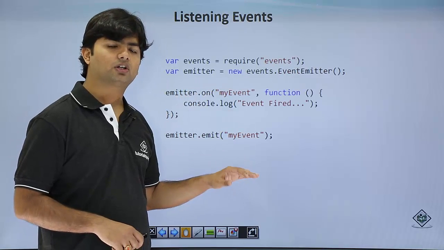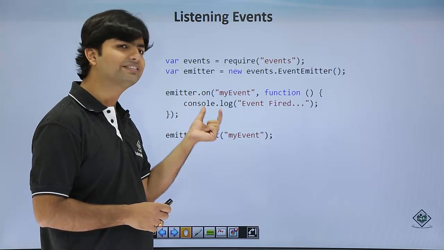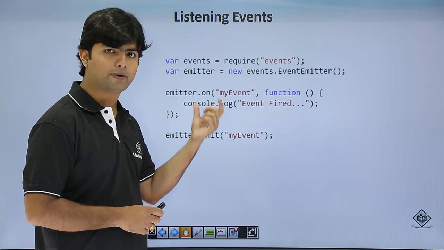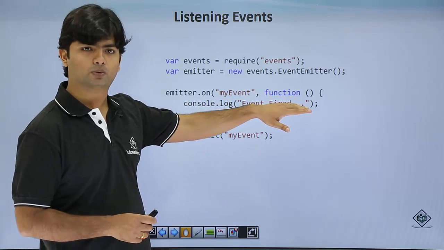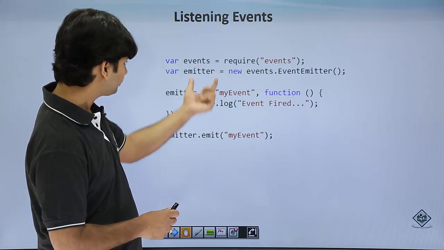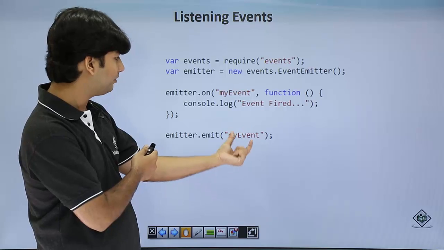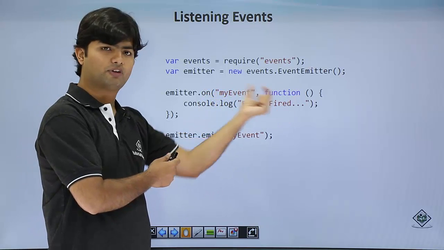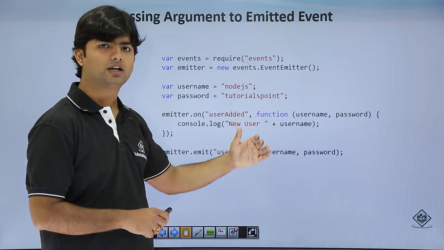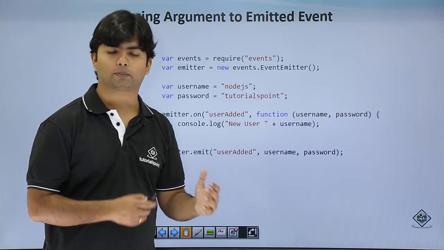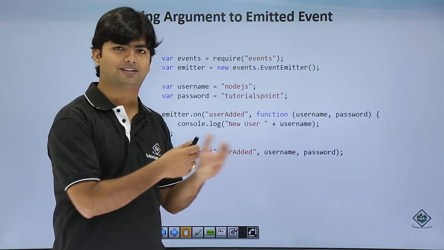When this event is raised, how will you perform the action? This will be done by a listener, which is used through the on method. So emitter.on this event, what needs to be done? The callback function will tell. If you do not emit this, nothing will be done. But as soon as you emit myEvent, this code will execute, and when this particular event is raised, this function will be fired. Similarly, if you want to pass parameters along with the raised event, you can do that as well. But rather than looking at it here, let's go and see it practically.